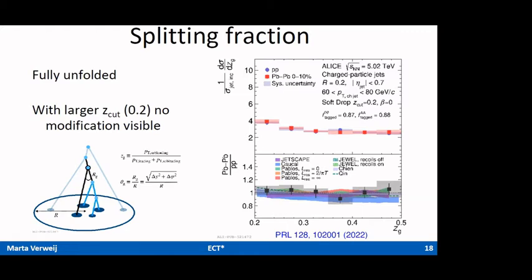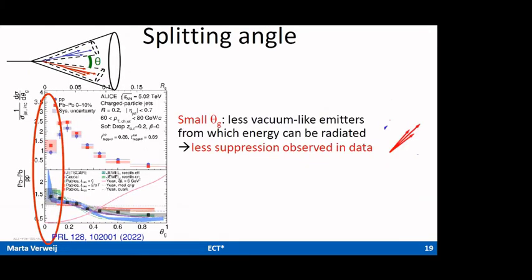So yeah, it's interesting to see now. In addition, the splitting angle was also measured. So the angle between these two branches, theta g here, you can see in red the lead, in blue the pp. You can see that the distribution in lead is a bit shifted to the left, so to smaller angles. If you take the ratio, you see an enhancement at small angles, which might mean that you have fewer of these vacuum-like emitters there from which you can radiate the energy, and then you observe less suppression in the data.